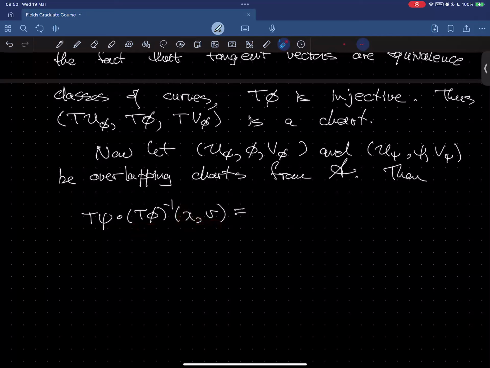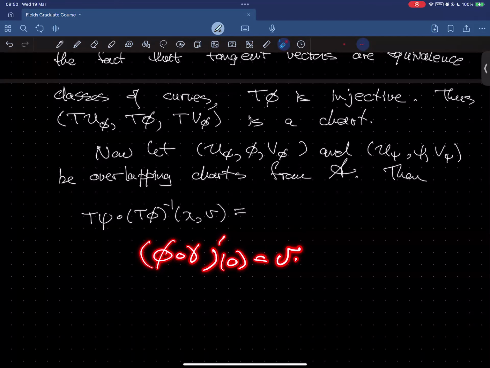By the definition of T phi, it's certainly going to be a tangent vector at some point, and that point, of course, is going to be T phi phi inverse of x, and the curve is going to be any curve for which phi composed with gamma prime at 0 is equal to v.